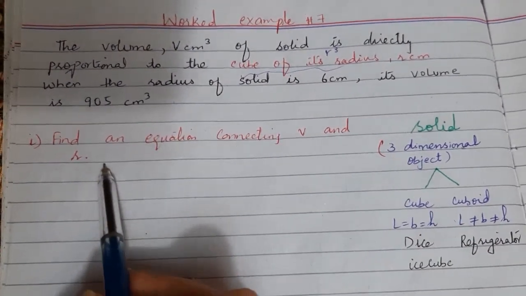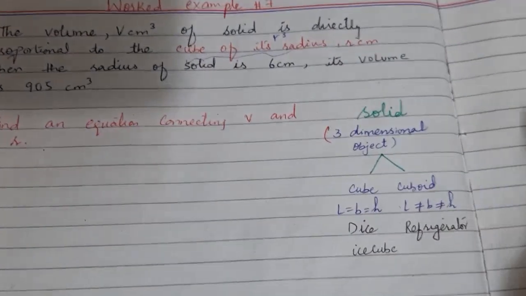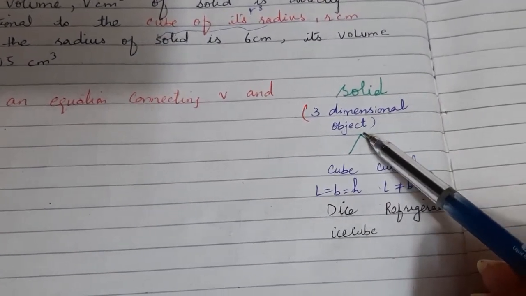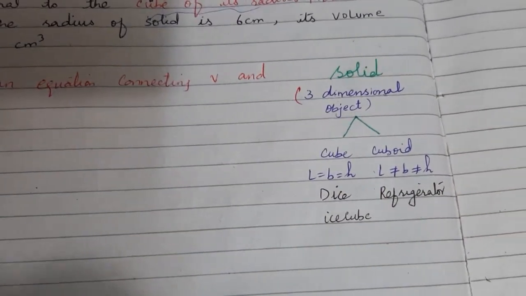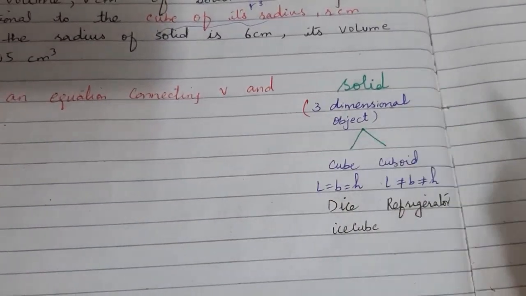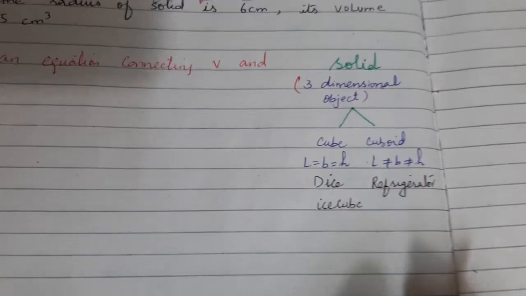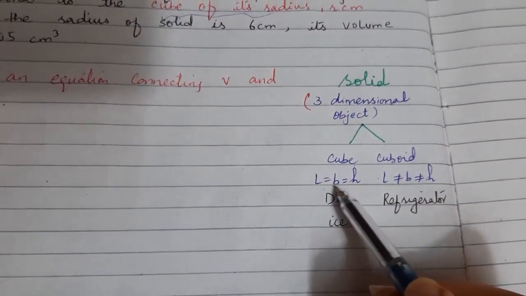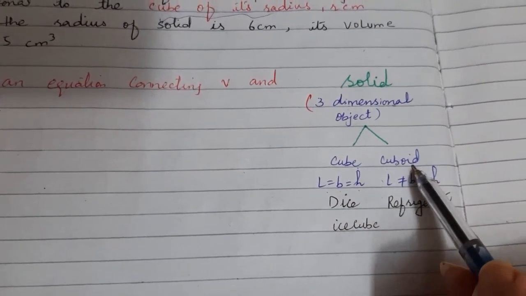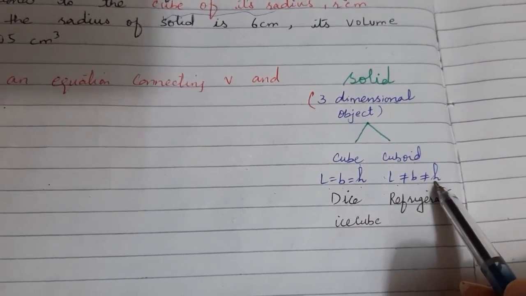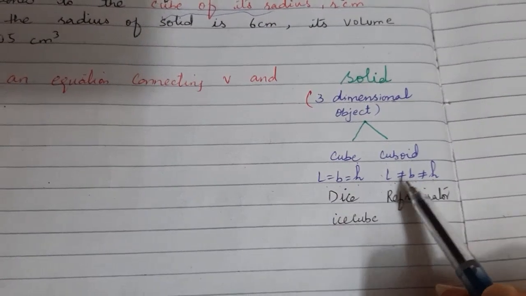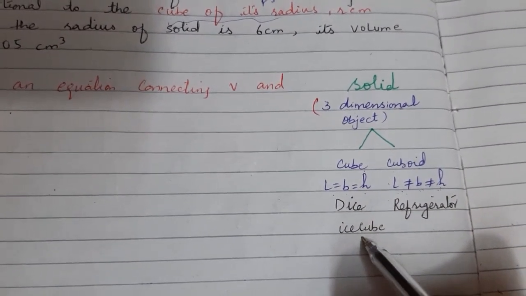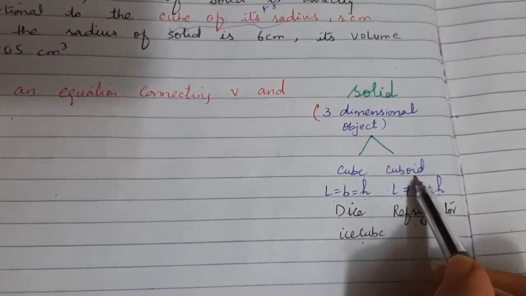So before going to solve its first part, let us take a recap of what is a solid. A solid is a three-dimensional object, and examples of solids are cube, cuboid, cylinder, sphere. Here I am mentioning just two examples of the solid. Cube is one in which the three dimensions are equal, and in a cuboid the dimensions are not going to be equal. It means that length, breadth and height are unequal. An example of a cube is a die or dice, and ice cube; a refrigerator is an example of a cuboid.